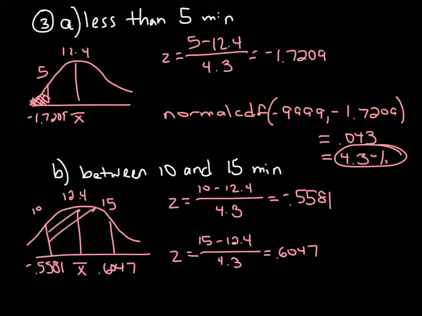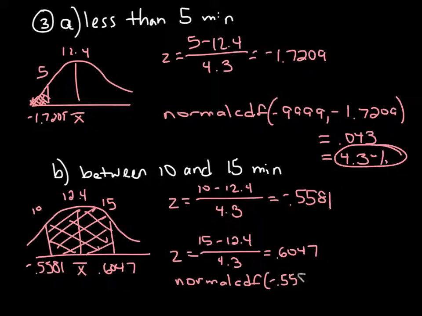So if we want to find out the percentage of scores that fall in this area, this time when we do the normal CDF in our calculator, our lower bound is the negative 0.5581, and our upper bound is the 0.6047, and your calculator as a decimal gives you 0.451, but again, they want it to the nearest tenth of a percent. So when you move the decimal place over twice, you get 45.1%.